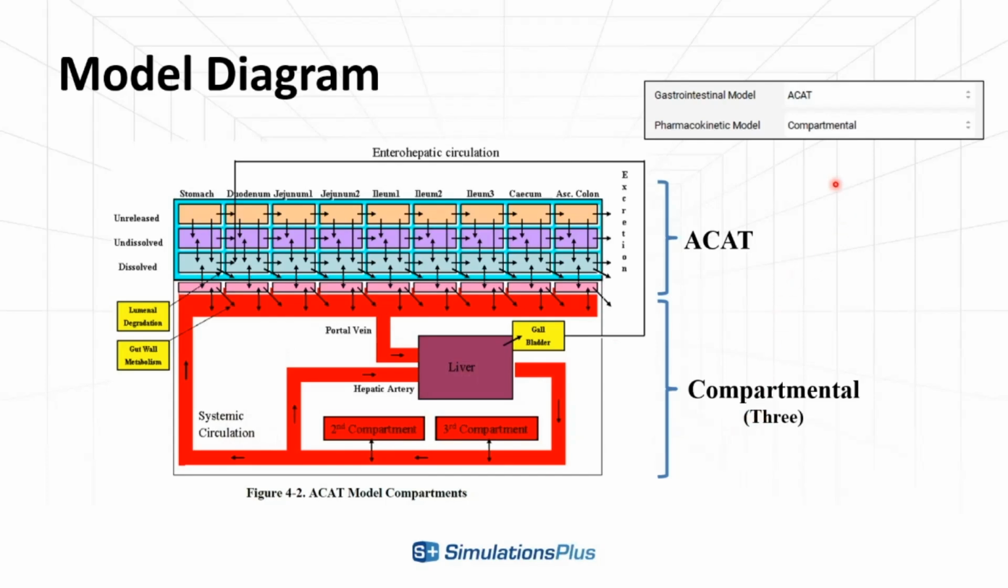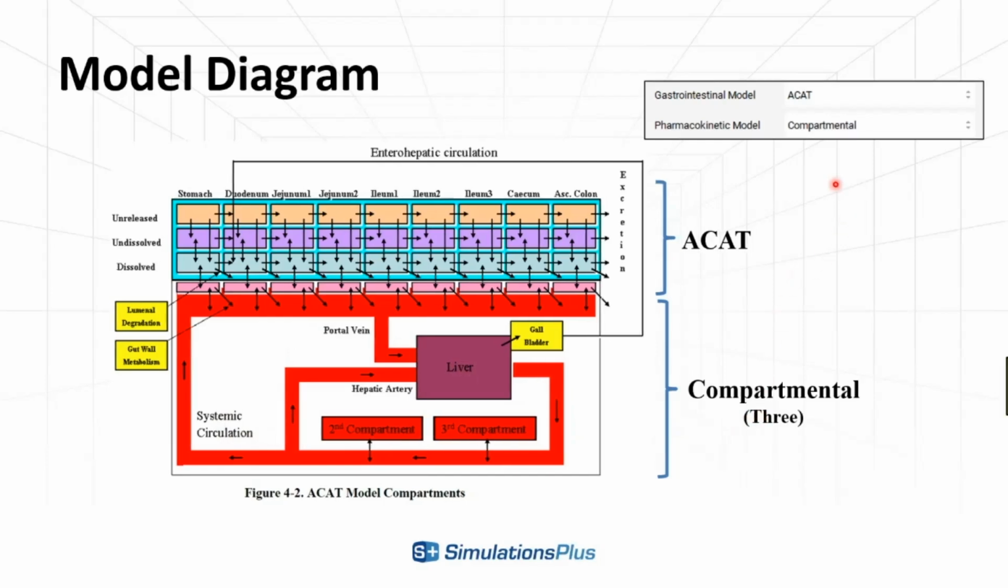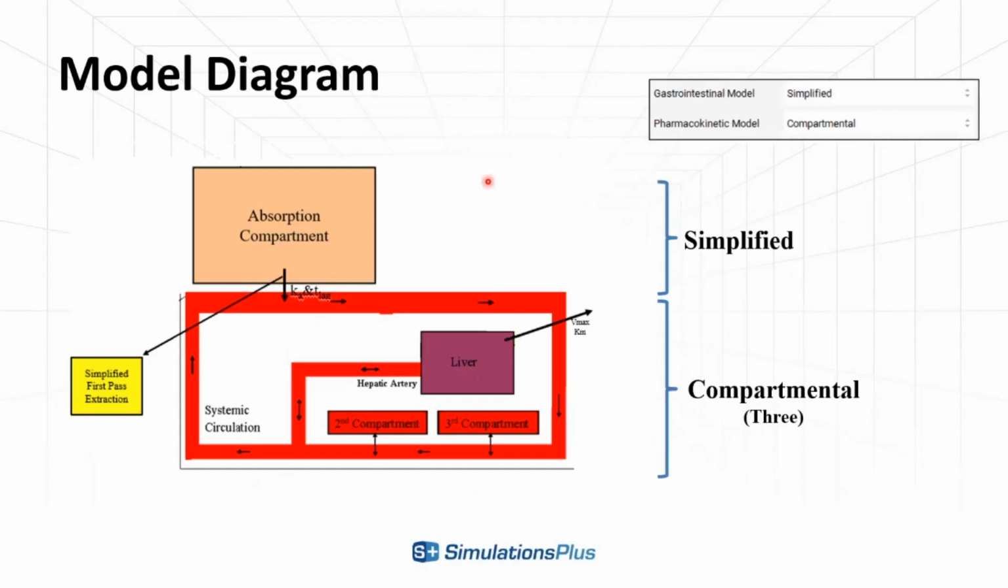If we change the gastrointestinal model from ACAT to simplified, the ACAT model will be replaced by one absorption compartment. The flux from this compartment to the systemic circulation is determined by the absorption rate constant and time lag. The portion of the drug reaching systemic circulation can be limited by fixed simplified first-pass extraction, which removes a defined percentage of the drug, similar to other fixed FPE settings in GastroPlus. Also, enterohepatic circulation, or EHC, is disabled for the simplified absorption models. The remaining part of the compartmental model will be the same as the previous slide.